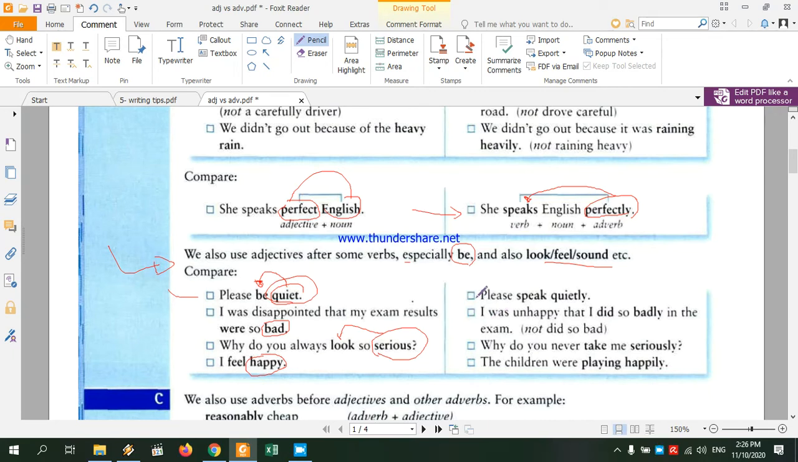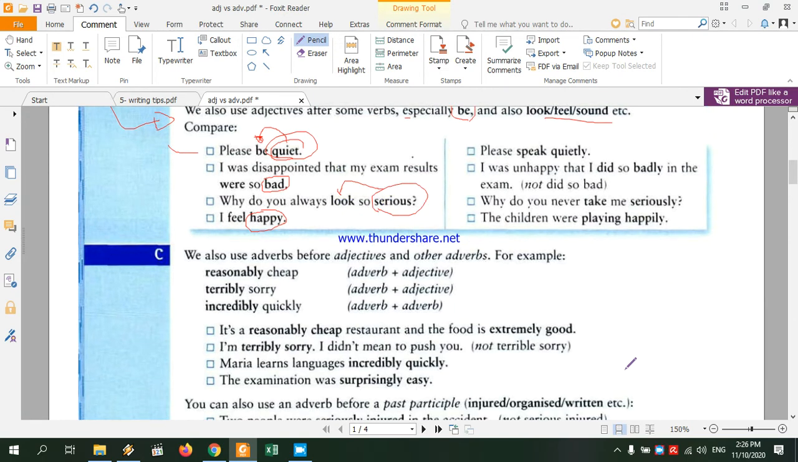On the other hand, we say please speak quietly. Speak. Okay. With regular verbs, we use adverbs. We don't say speak quiet. Also with regular verbs, such as I did so badly in the exam. Why do you never take me seriously? With regular verbs, we use adverbs.